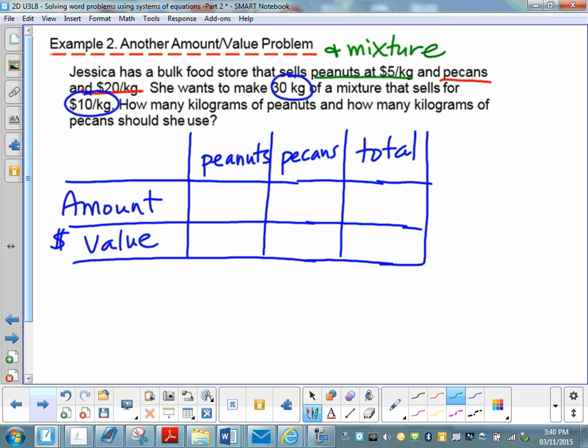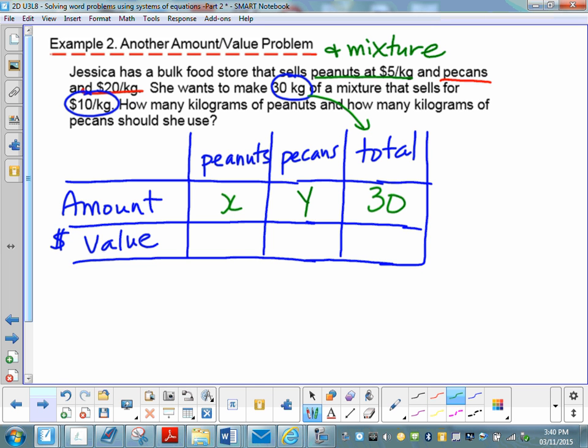We don't know the number of kilograms of the peanuts, so I'm going to call that X. And we'll call the amount of the pecans Y. We know that the total amount of the mixture is 30 kilograms. So 30 is going to go there.